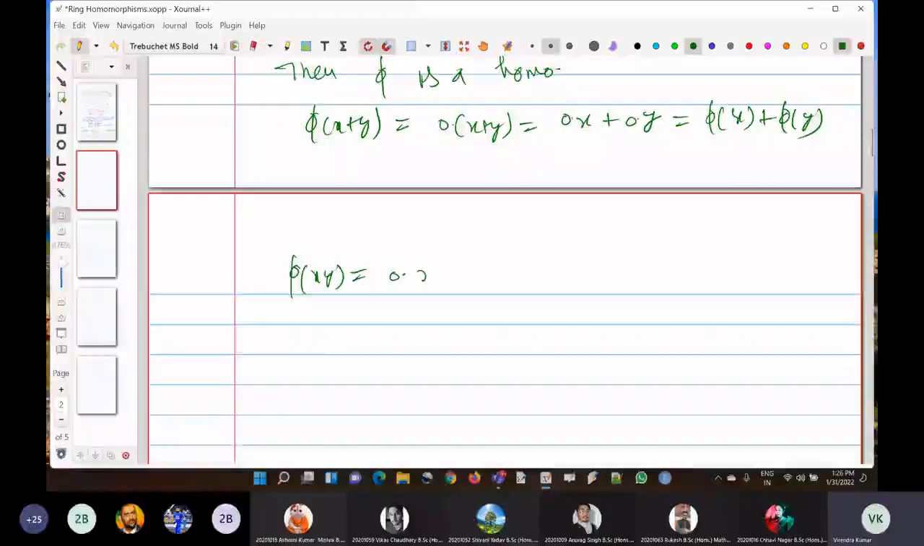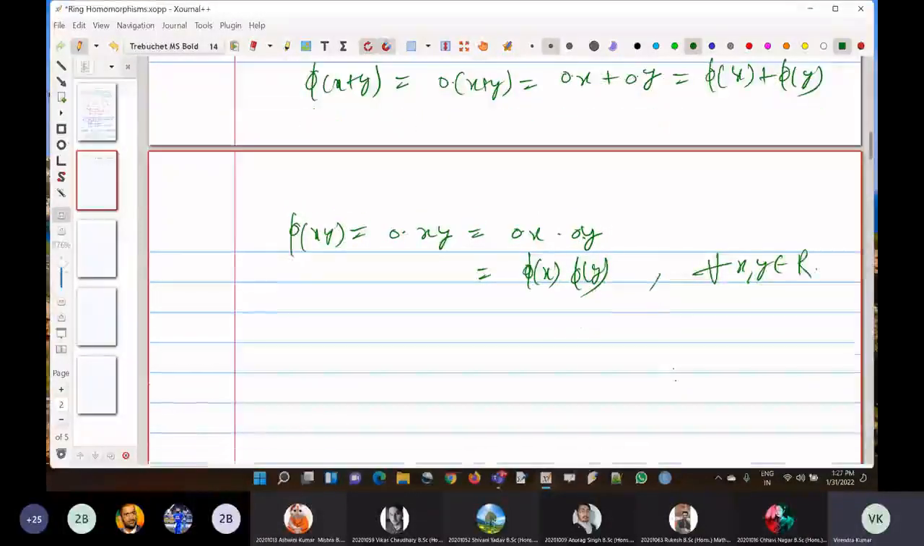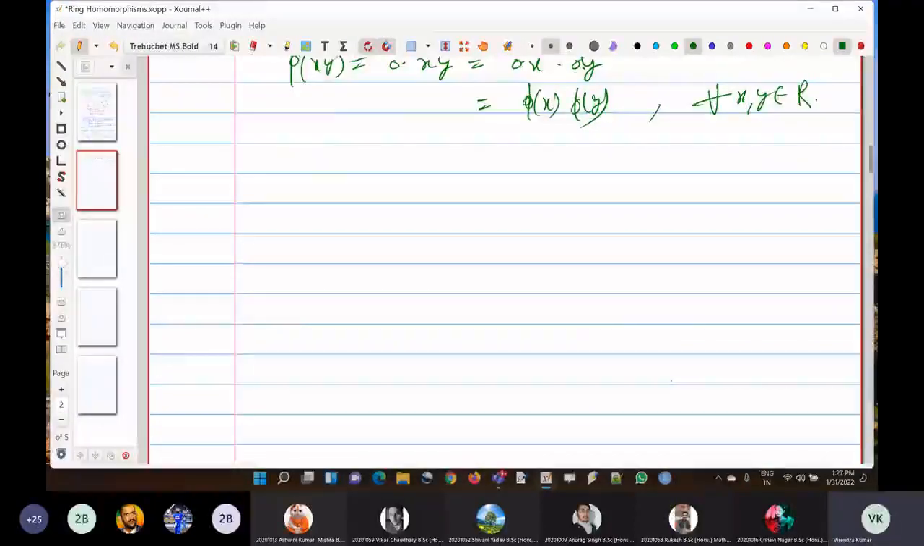One thing we verified, and another thing we can take is phi of x times y. By definition this is phi of 0 times xy, and of course we can write it as 0 times x and 0 times y. So this 0 times x is phi of x, and this is phi of y. And this is of course true for all x, y belonging to R. All right, so this function phi is a ring homomorphism.